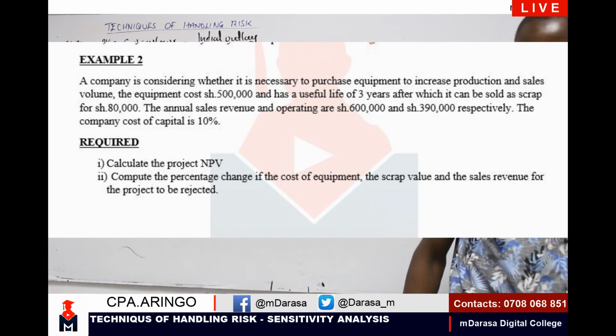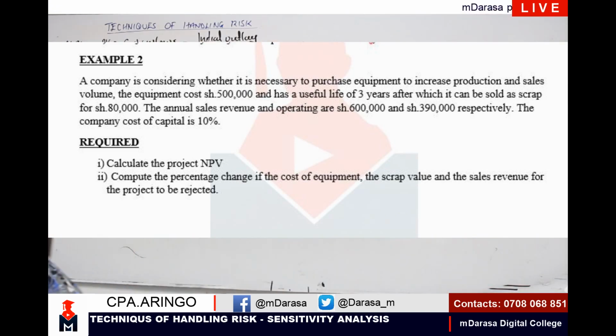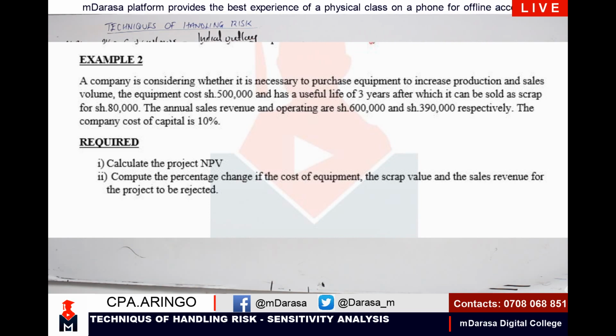So in that question of ours, these are what basically we were asked. We are told that a company is considering whether it is necessary to purchase an equipment to increase its production and sales volume. The equipment costs $500,000 and a useful life of 3 years, after which it can be sold at scrap value for $80,000. The annual sales revenue and operating costs are $600,000 and $390,000 respectively. The company cost of capital is 10%.